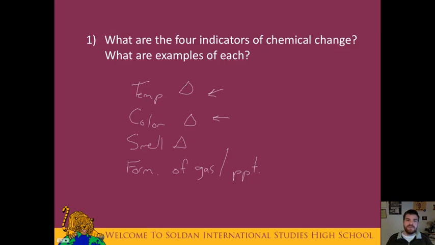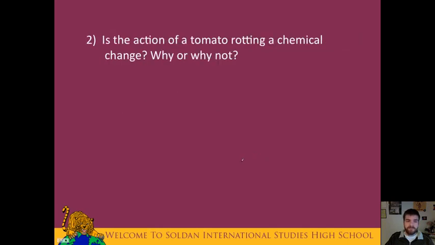Temperature change, that's easy. If something's getting colder or warmer, that would be an example of a temperature change. Color change, also easy. If you see something go from one color to another, that would be a color change. Smell change, if you smell something strong that was not there previously, that would be a good example of a smell change, which suggests a chemical change has occurred. And then finally, formation of gas. Phrases for this include bubbling or foaming. If you see that within a description, it's most likely a chemical reaction. Or for precipitate, if it says a solid was formed, that would be a precipitate. And so those would be examples of that.